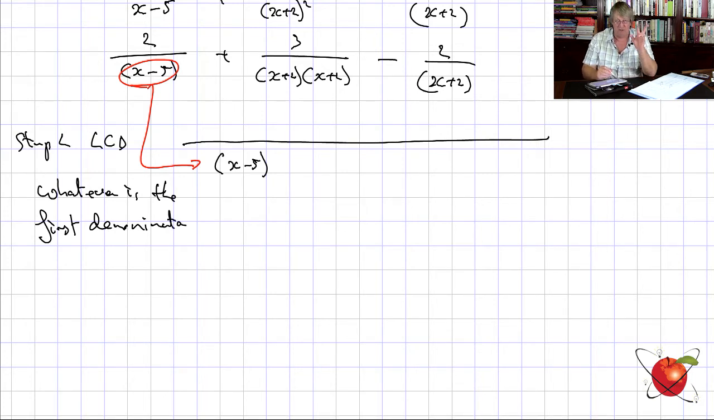Whatever's there, it could be 2. It could be x minus 5, x plus 3. Bring them all down, right? Then the next step is bring that down in brackets, 2. All right? Oh, hang on. Let me get to the LCD first.